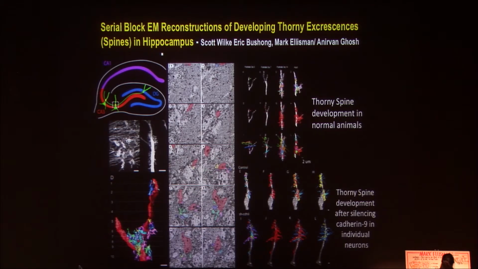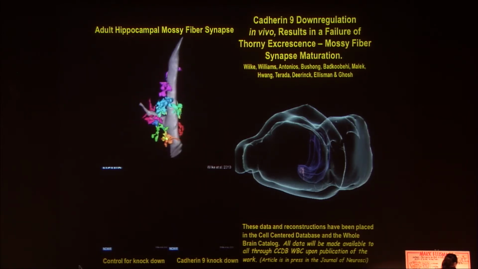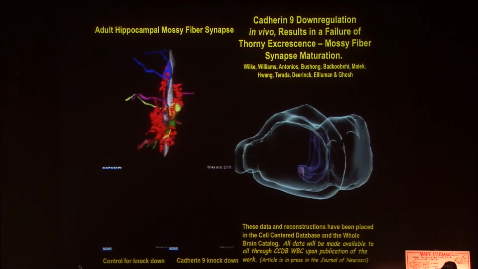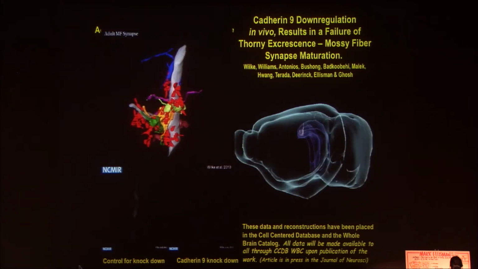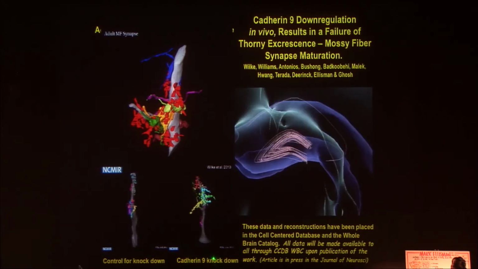This, by the way, I think will be out in the Journal of Neuroscience, or it just came out. I can't keep track. So here you see the model that came, again using that serial block face imaging that I showed you, and the tracing of the presynaptic and the postsynaptic components in a normal. And then this is the control for the knockdown, and the knockdown.